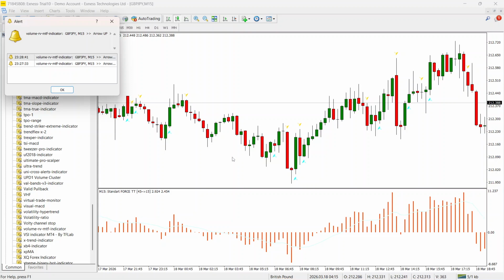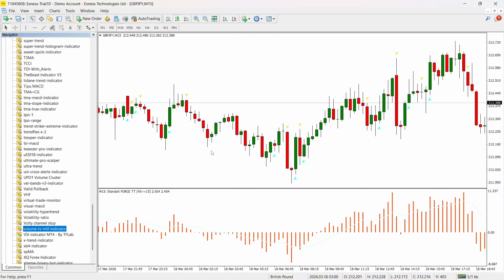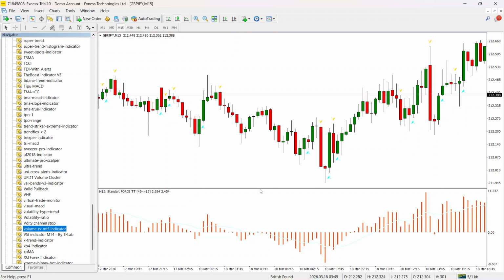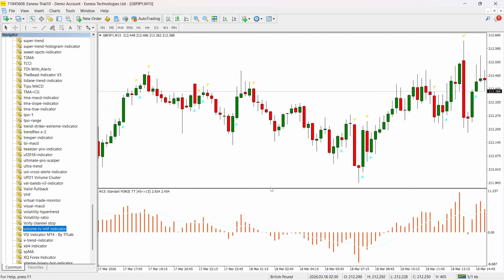Now the Volume RV MTF Indicator displays relative volume readings derived from several selected timeframes, either in a sub-window in our case, or as compact blocks on the chart in other versions. It also displays color arrows highlighting the direction of the trend. As you can see on the chart, each reading shows whether current volume is higher, lower, or roughly equal compared to its recent average on that time frame, helping you visually separate high participation conditions from quieter periods.